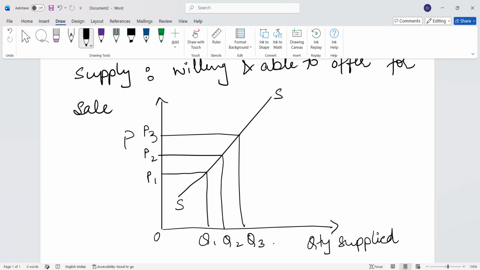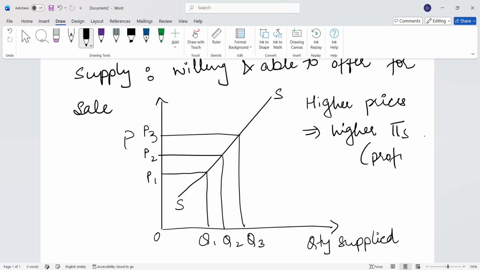And why so? It's because price changes send different signals to buyers and sellers. Higher prices make sellers happy. Why? Because higher prices mean higher profits for the producers. That's my sign of profits. So that's why they would be willing to supply more and more at higher prices. That's why your supply curve is upward sloping. All right, so remember that, and that's how you have to draw the supply curve.